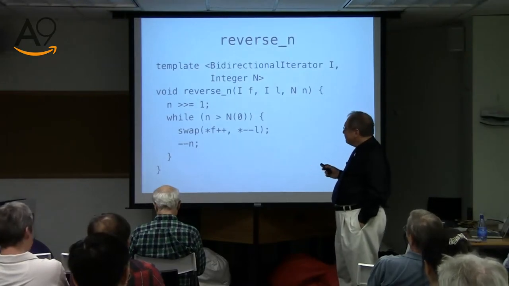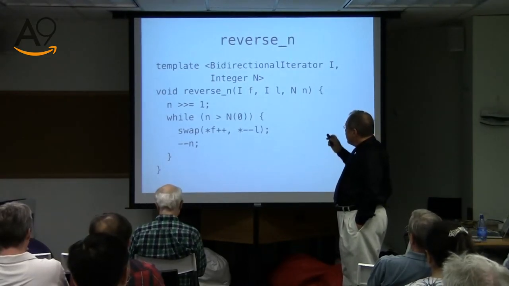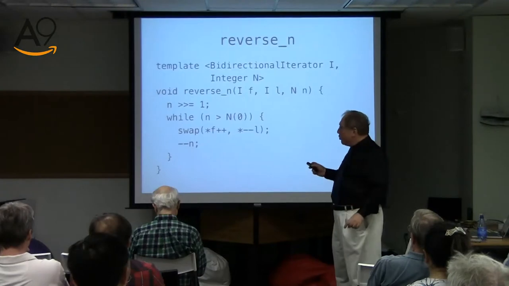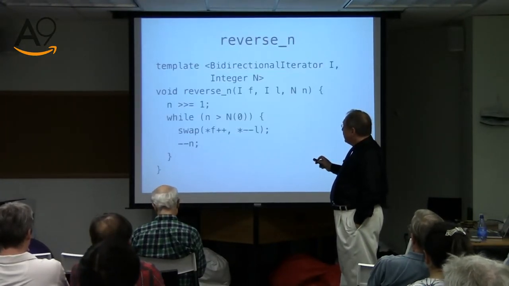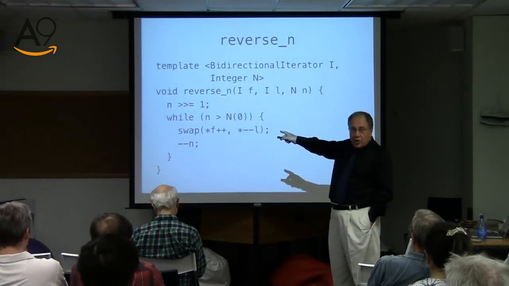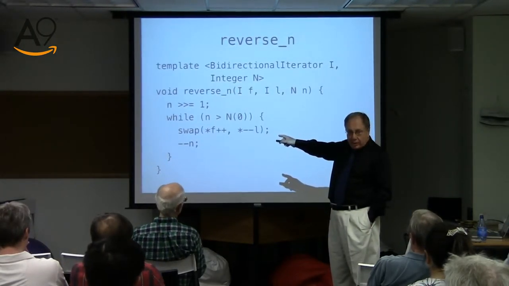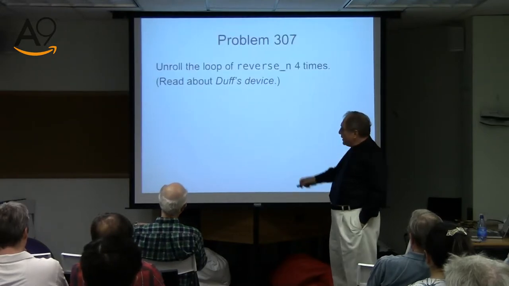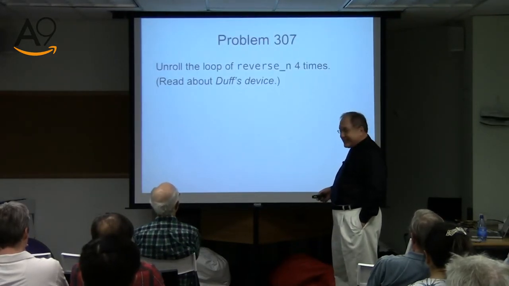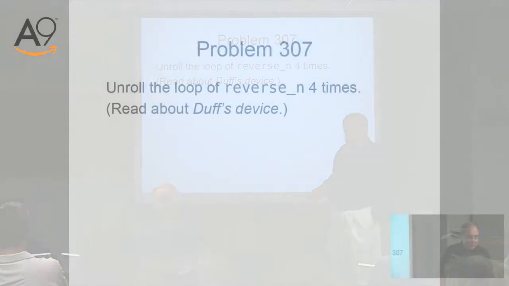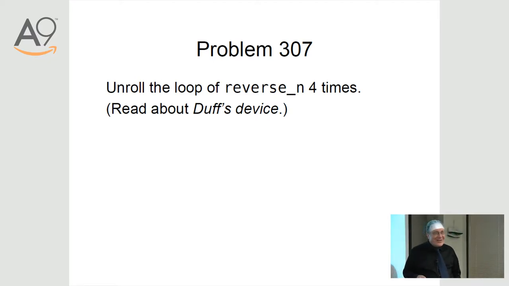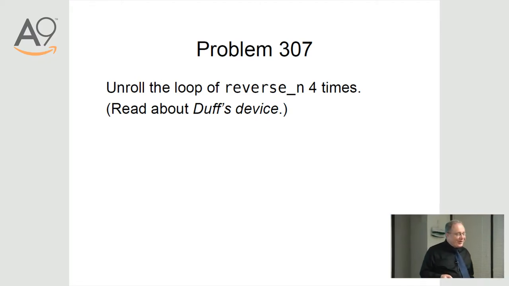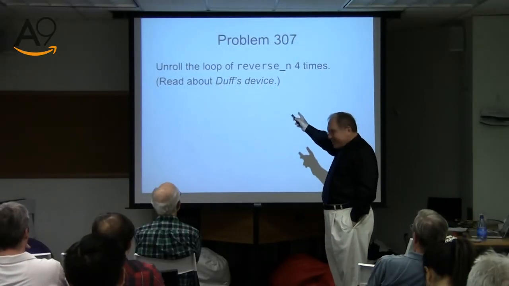So, okay? So if we do reverse n, and what it means, that's a problem. Try to unroll this. This is easy to unroll. And while you unroll it, read about Duff's device. If you don't know what Tom Duff invented, you should know. It's one of the most horrible things on earth, but very useful for loop unrolling. It's in Wikipedia.